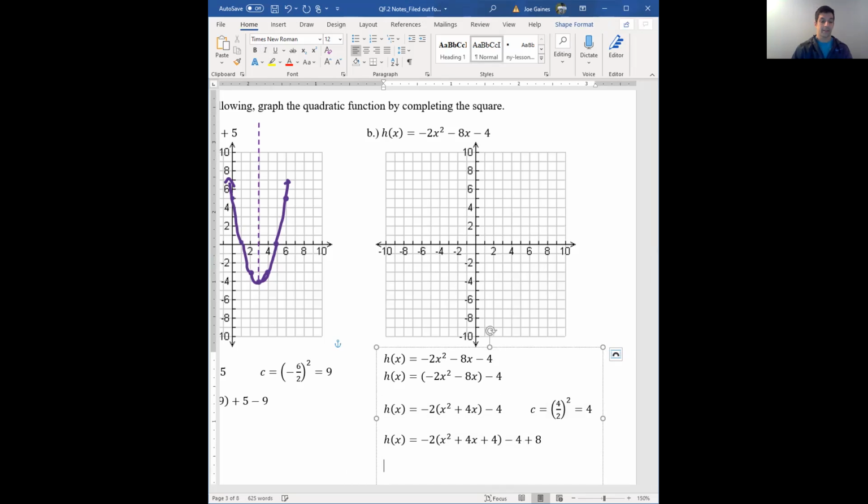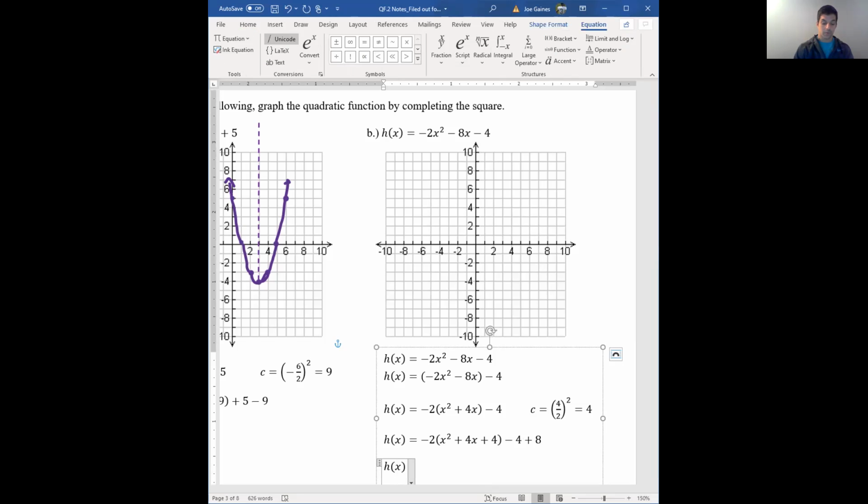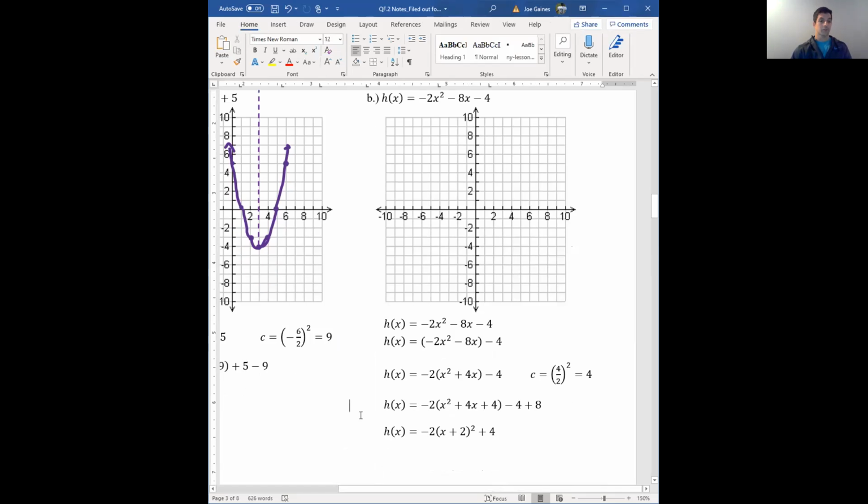Now we can simplify the equation. So h of x, we're going to put into vertex form. We're going to leave that negative 2 alone. Inside the parentheses, we are going to have x plus 2 quantity squared. And then we are going to simplify negative 4 plus 8 to get a positive 4. And so our function for h of x that we're going to look to graph is negative 2 times the quantity x plus 2 squared plus 4.